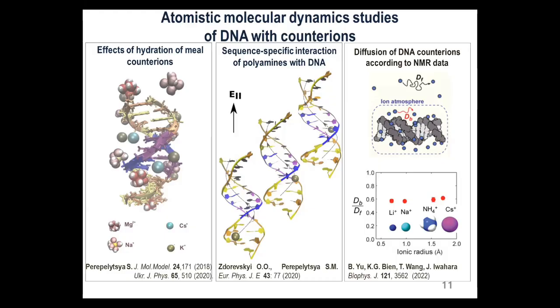We can see that for the diffusion coefficients of the ions which are close to DNA and in a free solution, the ratio of these two diffusion coefficients is almost constant. So it is about 0.6. And we compared our results that we obtained for potassium ion, and we found that this result is completely in trend with this experimental data.